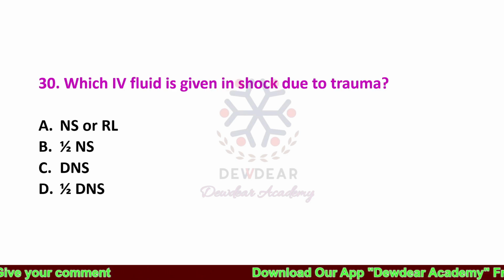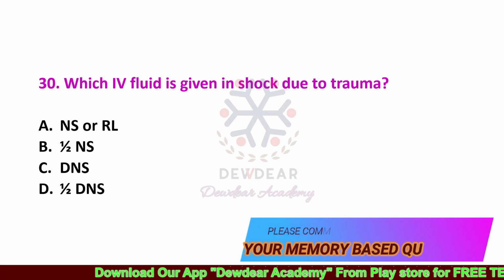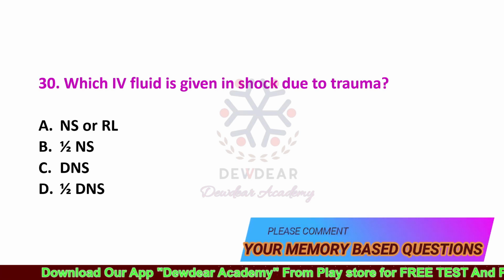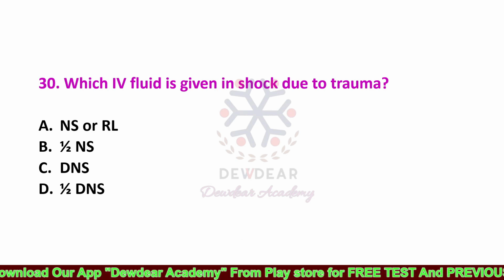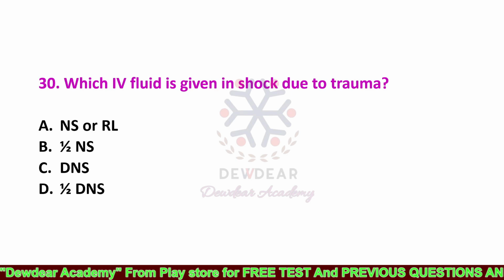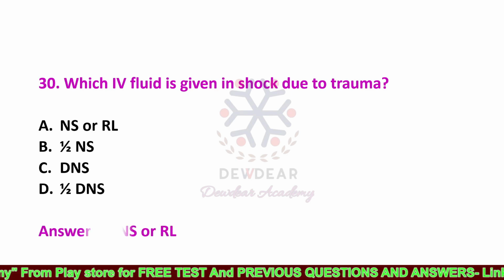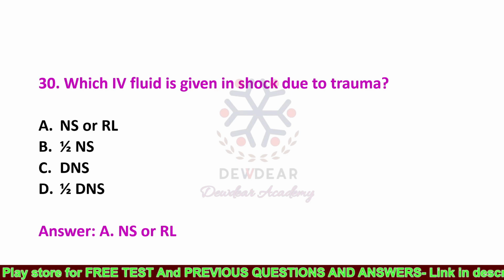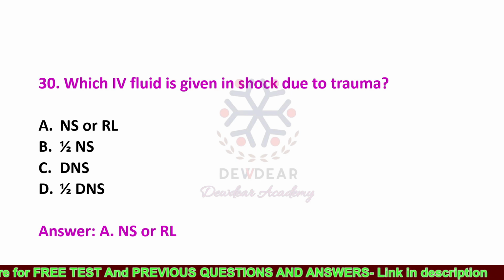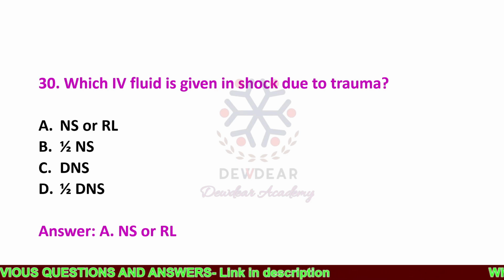Then question number 30. Which IV fluid is given in shock due to trauma? Options are NS or RL, half NS, then DNS, half DNS. Which IV fluid is given in shock due to trauma? Correct answer is option A, that is NS or RL. Normal saline or ringer lactate is the IV fluid that is given in shock due to trauma. So option A is the correct answer.